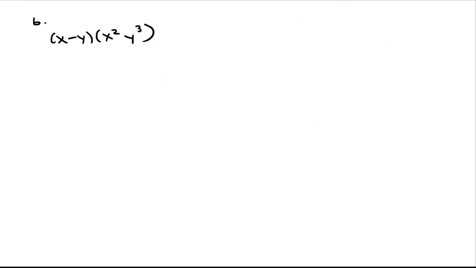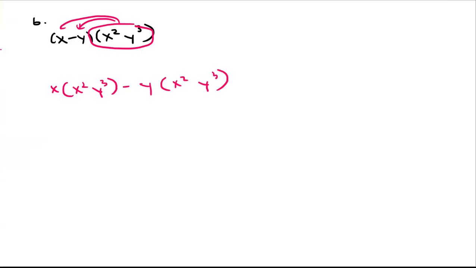All right, so we have x minus y times x squared times y cubed. Okay? So if you understand how to do this, you're ahead of the game. All right? This is where a lot of students mess up. Okay? So again, I'm going to take all of this here, take all of that here, and then multiply that to each term. So I'll have x times x squared y to the third minus y times x squared y to the third.